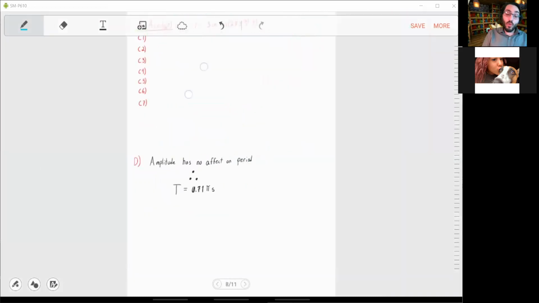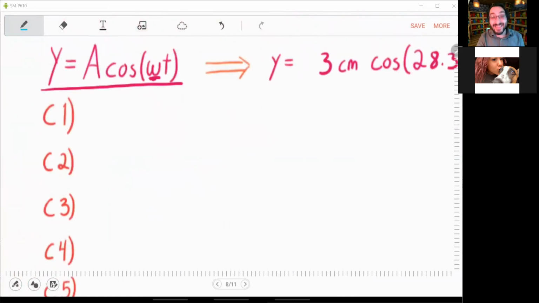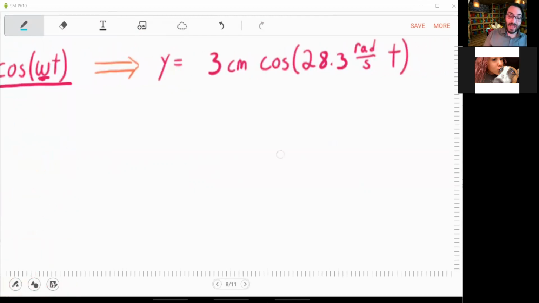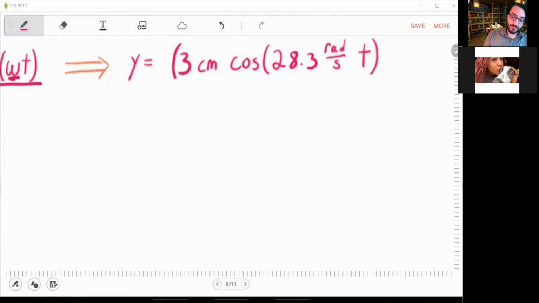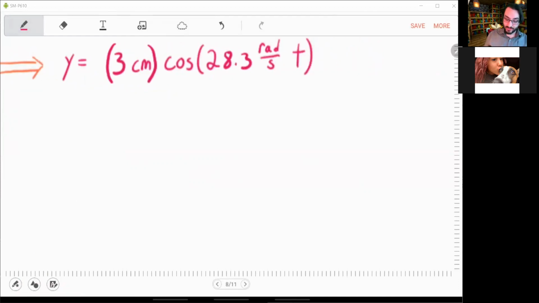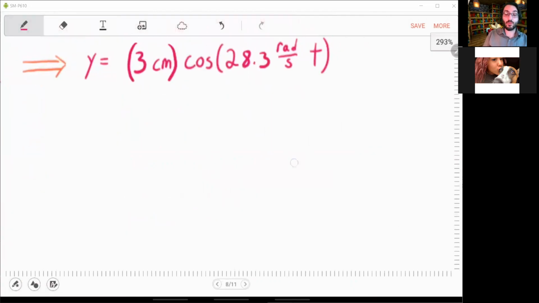How are we going to do that? Well, we know the equation that describes the position of a simple harmonic oscillator with respect to time: y is equal to A cosine omega t. That is an equation that we learned is the model of motion for a simple harmonic oscillator. And thankfully, based on the question, we now know the amplitude, which is 3 centimeters, and the omega, which is 28.3 radians per second.